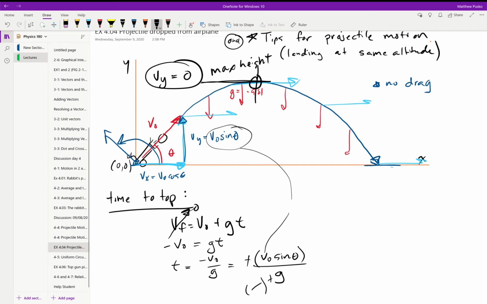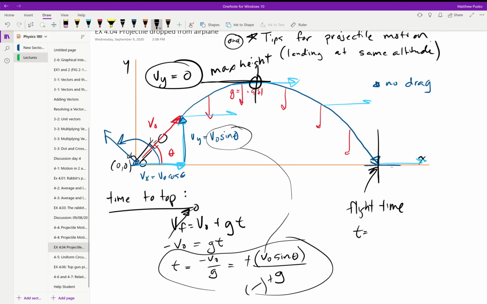And to get how long it takes to where it lands, which is called the flight time, the total time in air, we would take this number and multiply it by 2. So the total t, flight, let's call it t total, and this would be t 1/2. The total flight time would be equal to just 2 times V0 sine theta over the acceleration due to gravity.